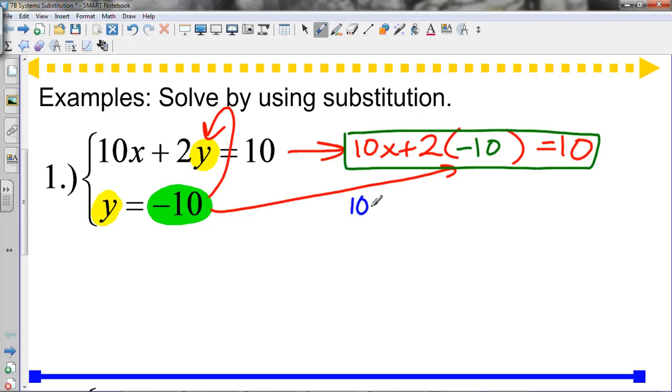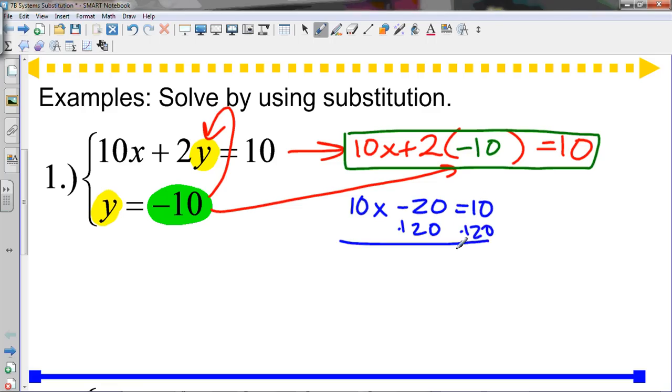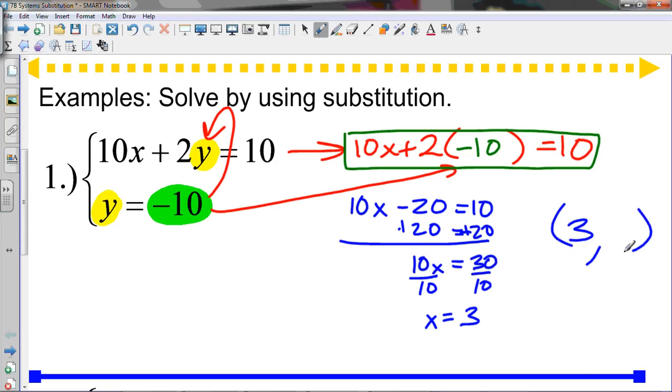So we have 10x and distribute, so you have -20 equals 10. Move the 20 over to the other side, and we have 10x is equal to 30, divided by 10, and x is equal to 3. Okay, so again, our answer is going to be an ordered pair. So we know the x value is 3, so now we still have to solve for the y. So I'm going to take 3, and I'm going to plug it in.